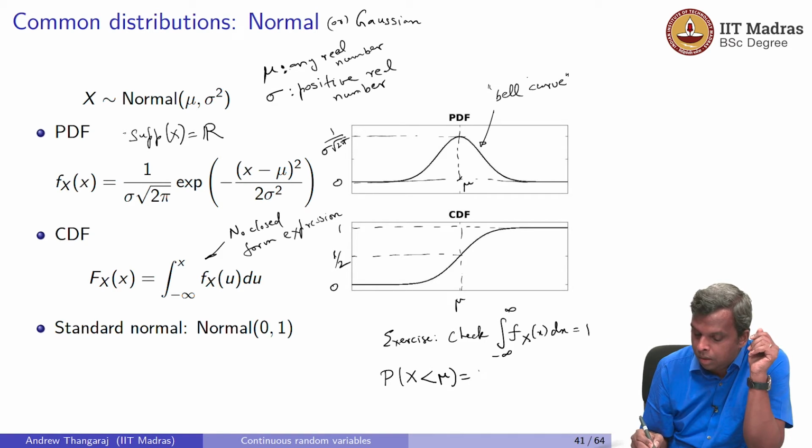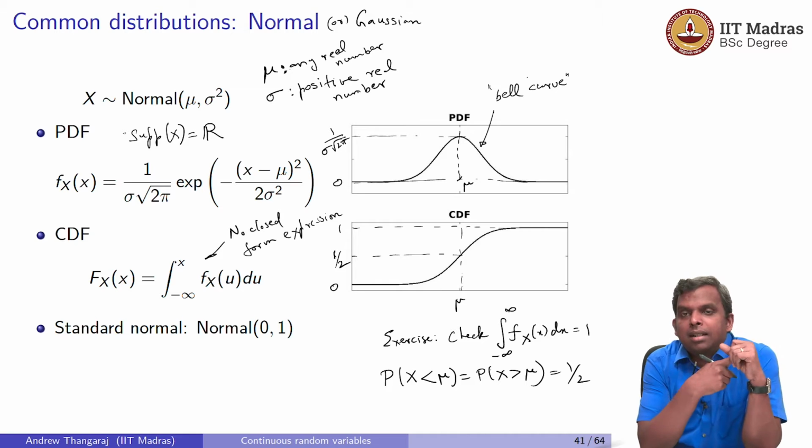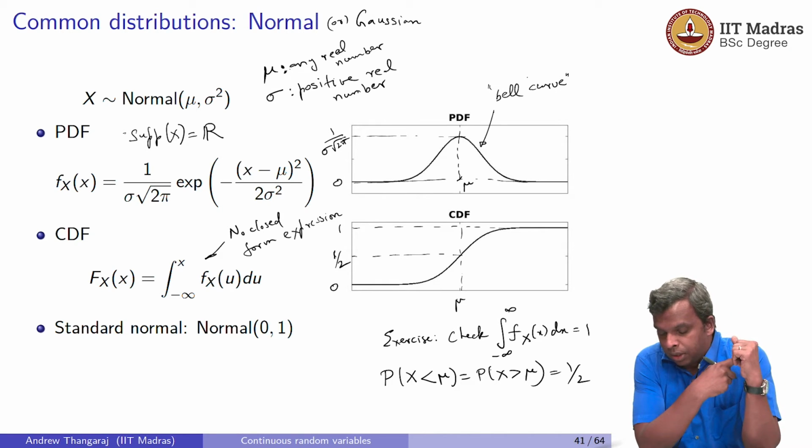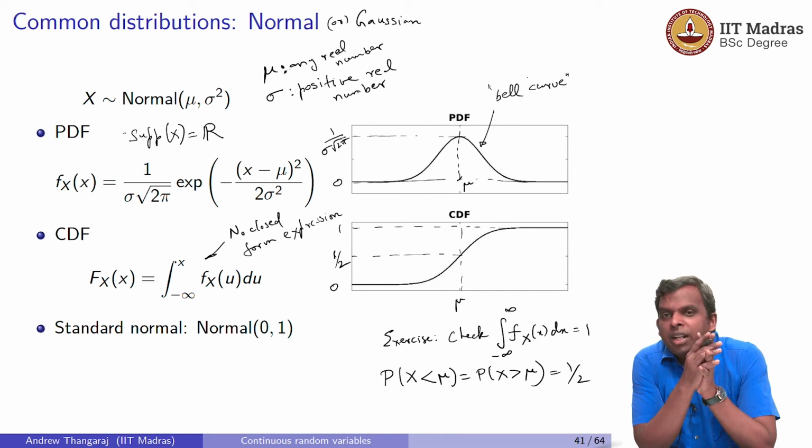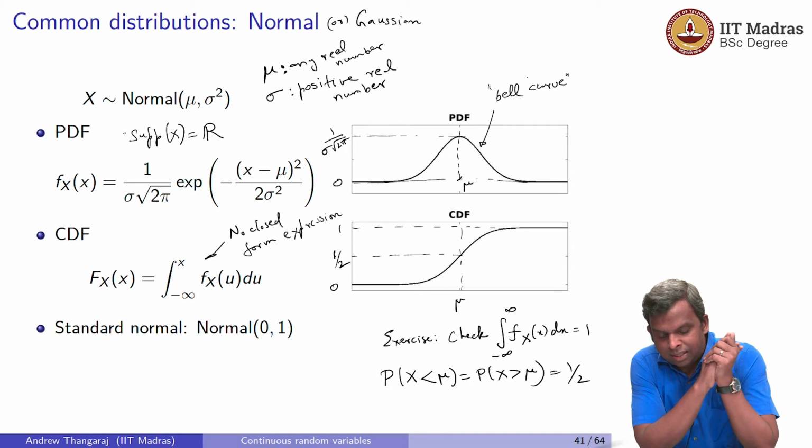Probability that x is greater than mu equals half. You can put less than or equal to, greater than or equal to, it doesn't matter. It's a continuous distribution, isn't it? So it doesn't matter. So this is both half, so that's a nice thing to see. So this mu is sort of like a central point. You can easily see that that is going to be true.